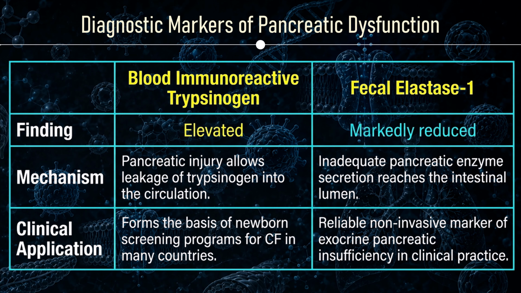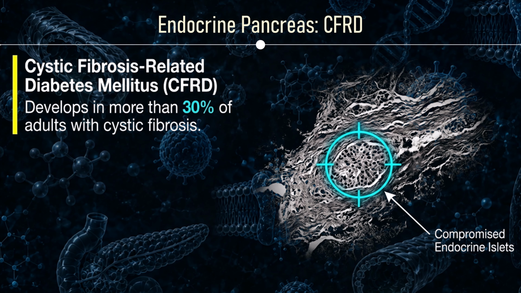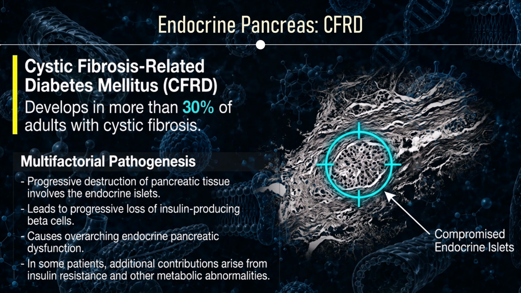Pancreatic disease eventually extends beyond the exocrine component. Progressive destruction of pancreatic tissue also involves the endocrine islets, resulting in cystic fibrosis-related diabetes mellitus, commonly abbreviated as CFRD. More than 30% of adults with cystic fibrosis develop this complication. The pathogenesis is multifactorial, involving progressive loss of insulin-producing beta cells, endocrine pancreatic dysfunction, and in some patients, additional contributions from insulin resistance and other metabolic abnormalities.